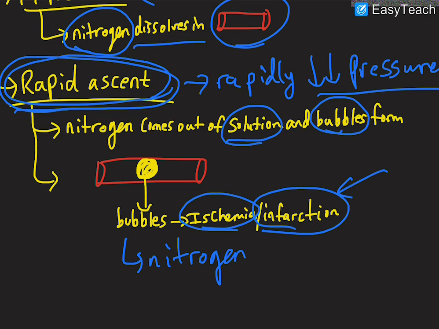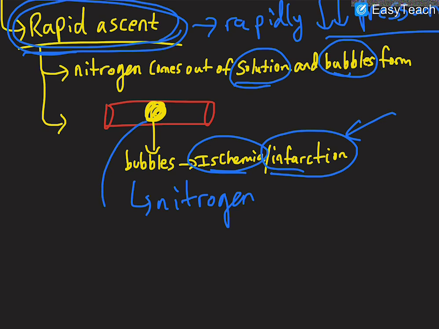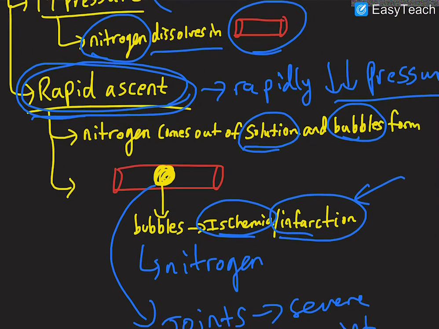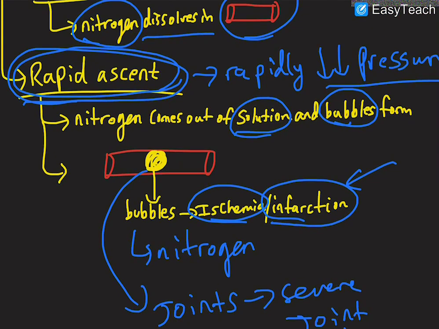And these bubbles not only can block off blood vessels, but if they deposit into your joints, for example, this can lead to severe joint pain. But let's talk about the specifics, as we mentioned in the beginning of this video: the bends, the chokes, and Caisson disease. These are different types.